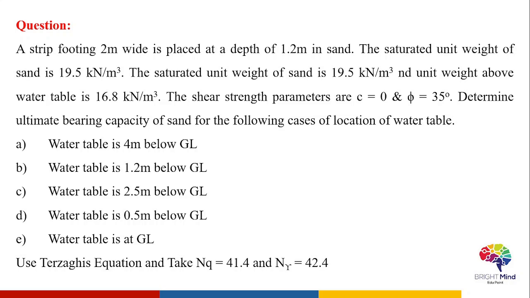The conditions are when the water table is 4 meter below the ground level. Second condition is water table is 1.2 meter below the ground level. Third condition is water table is 2.5 meter below the ground level. Fourth condition is water table is 0.5 meter below the ground level, and the last condition is water table at ground level. We have to consider the value of NQ as 41.4 and N gamma as 42.4. Since again this is a sandy soil, the bearing capacity factor NC will not be considered.